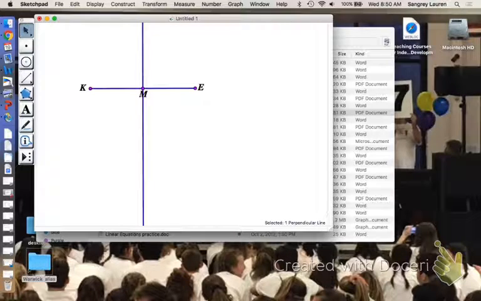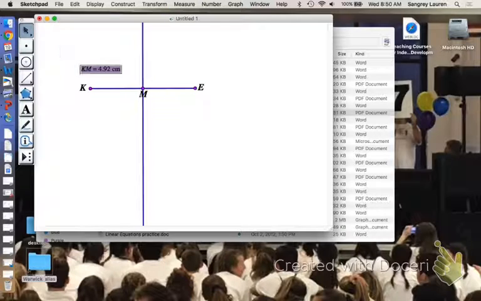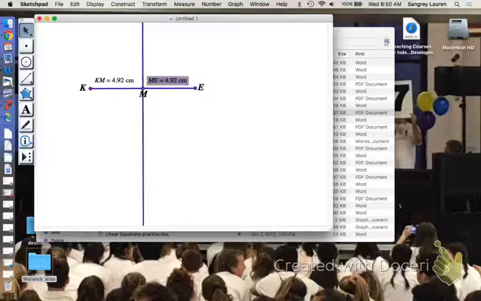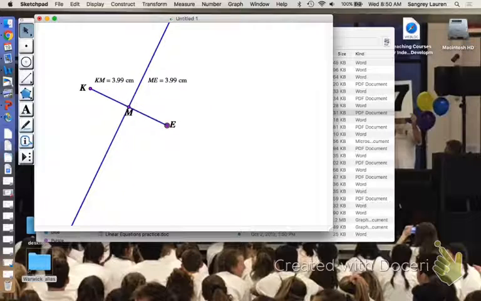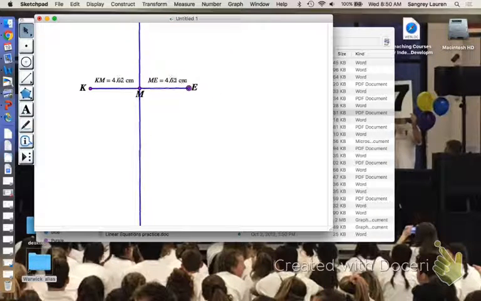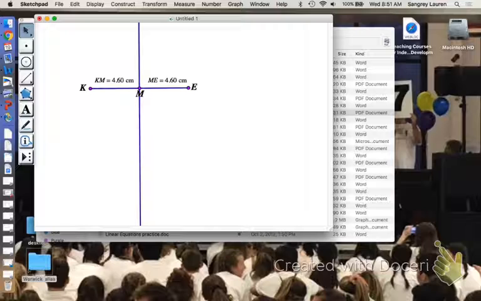So let's measure some stuff. So from K to M, I'm going to measure the distance. And from M to E, we can see that they're exactly the same, and they should be. And watch what happens. If I move this around, notice how, no matter how I move it, those distances are staying the same. That's how we know it's a true midpoint. And you can also see that my angle appears to be staying a right angle.